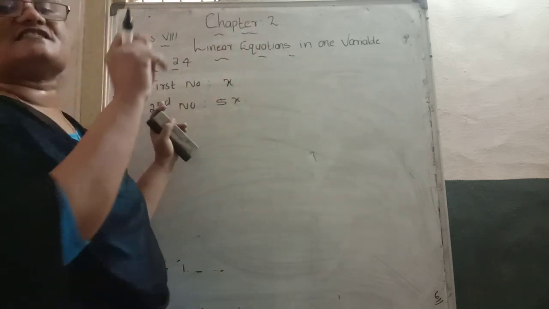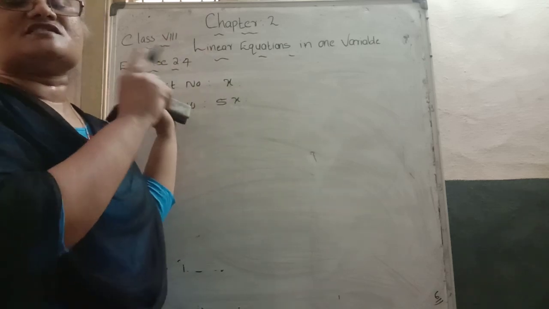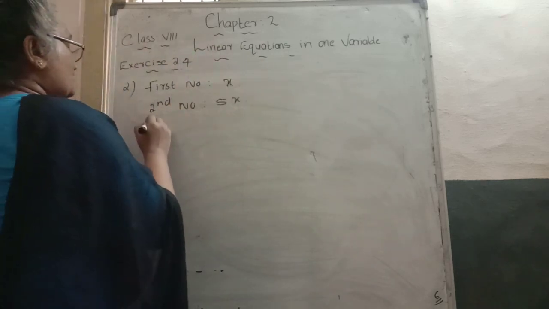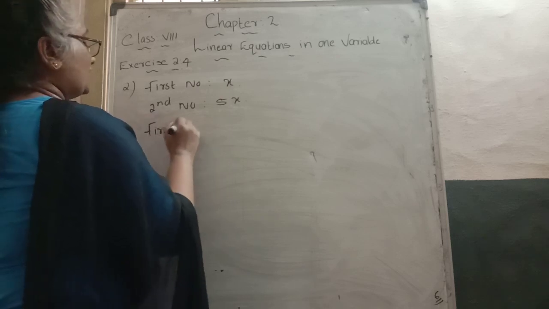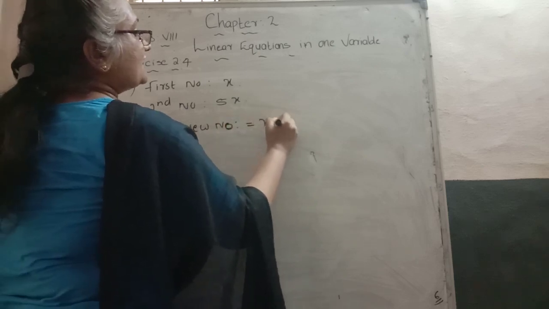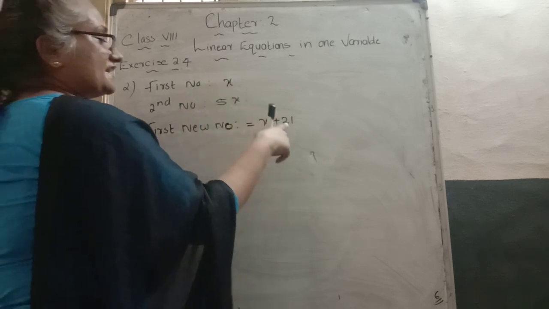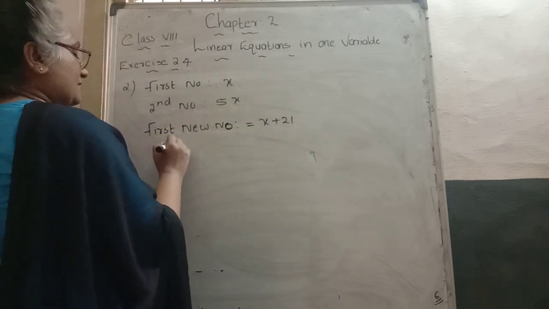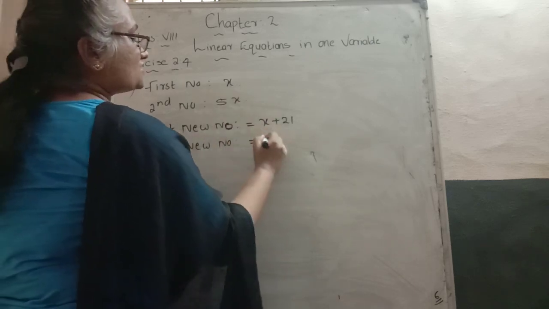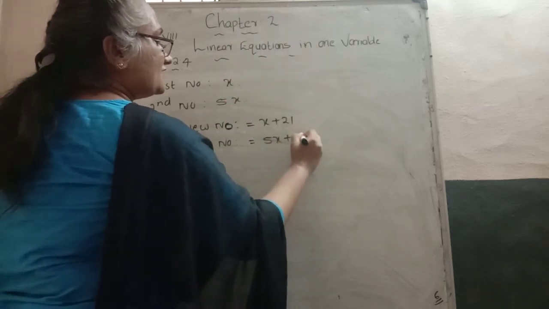In the next line they say that 21 is added to both numbers. So the first new number is the first number added with 21. The first number is x, so the new number becomes x plus 21. In the same way we find the second new number. The second new number is equal to the second number, 5x, that is 5 times the other number, also added with 21.